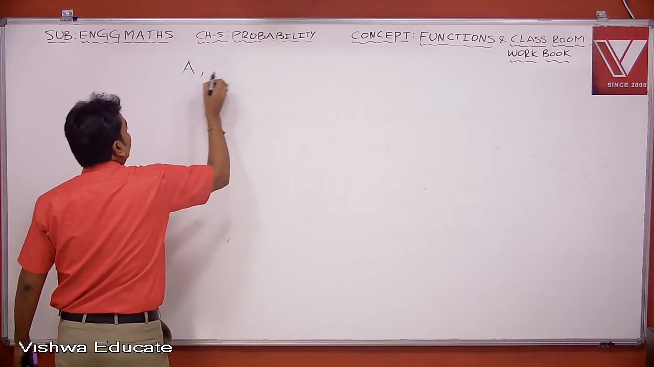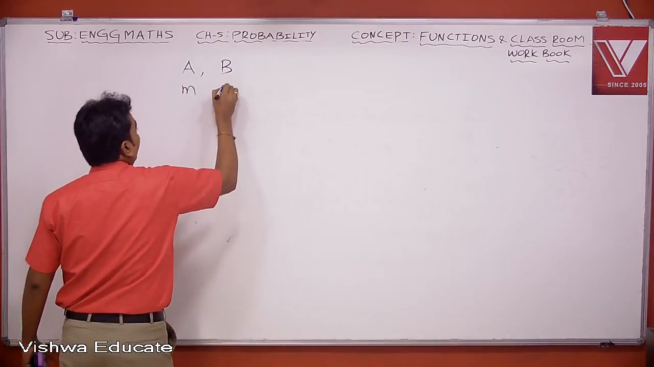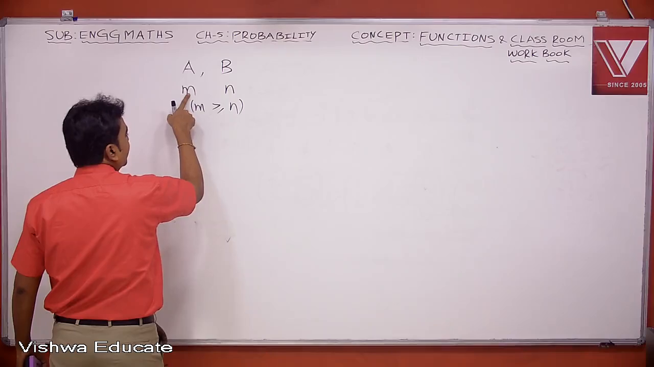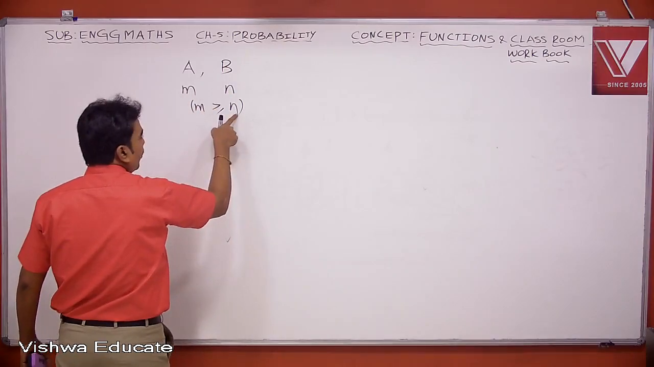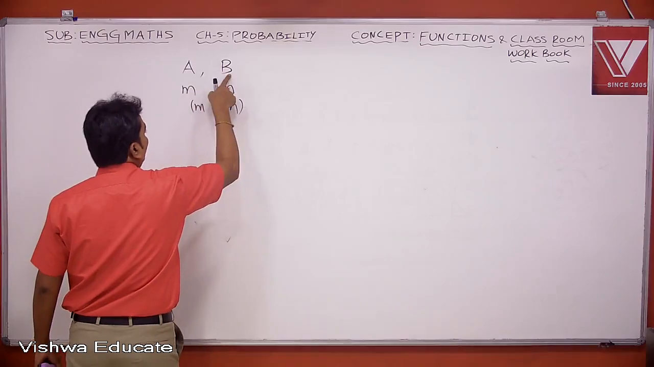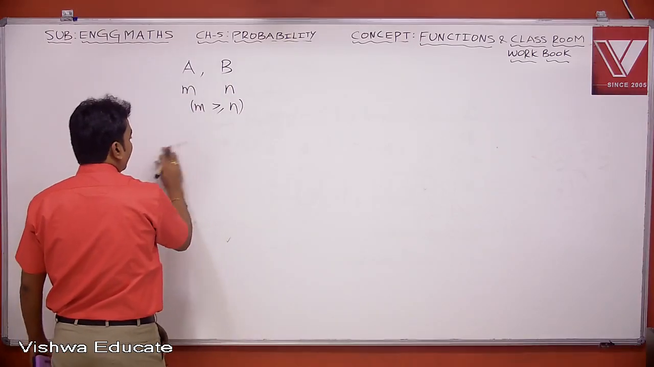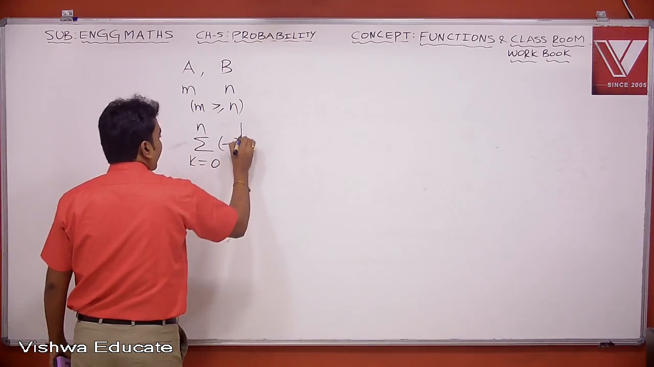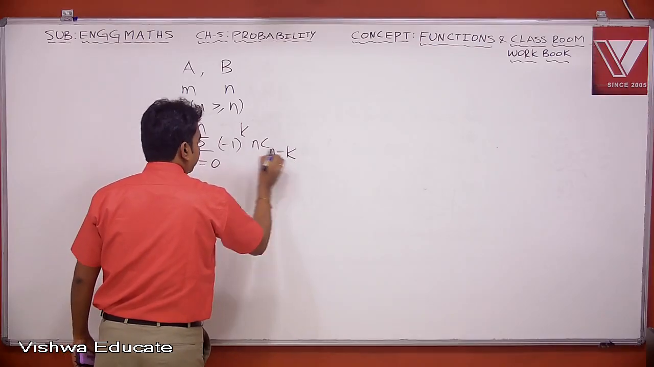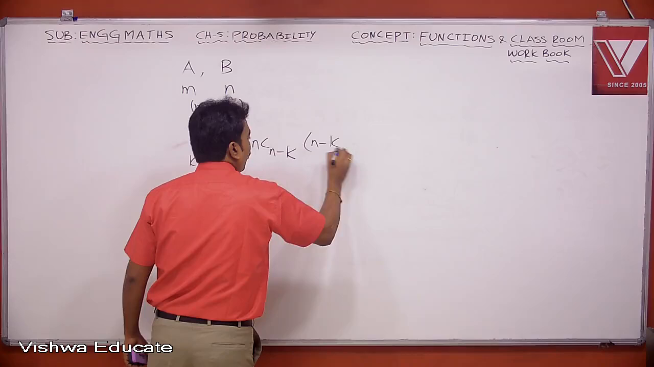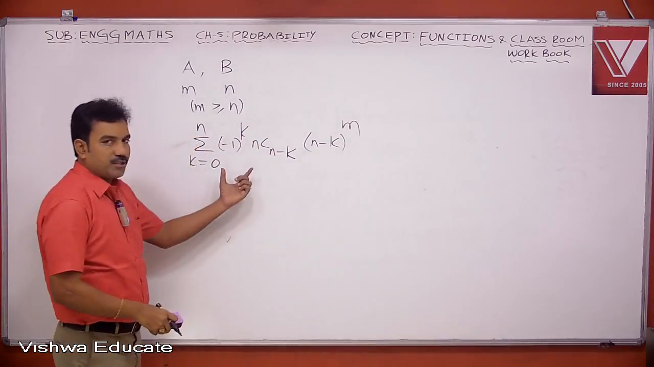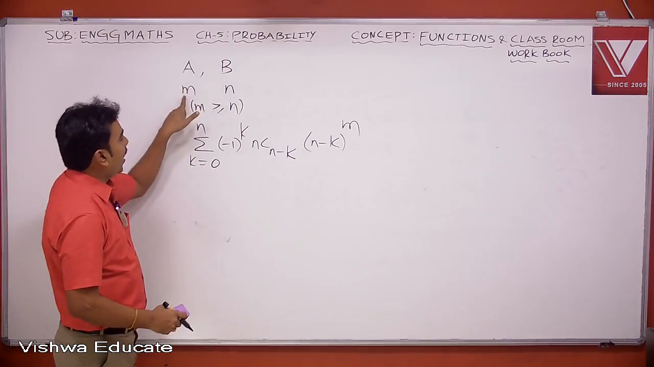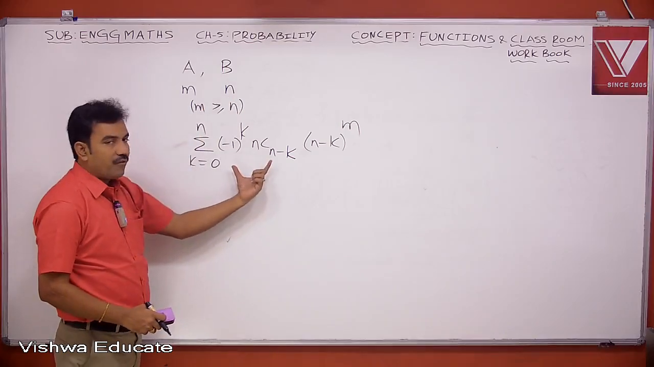Suppose A is a finite set, B is a finite set having m comma n elements respectively, where m is greater than or equal to n. Number of elements in A is m, number of elements in B is n. Then the total number of onto functions from A to B is given by the expression sigma k equal to 0 to n minus 1, (minus 1) whole power k into nCn minus k into (n minus k) whole power m. So this expression gives the total number of onto functions between two finite sets A and B having m comma n elements respectively. You simplify this, you will get some expression.